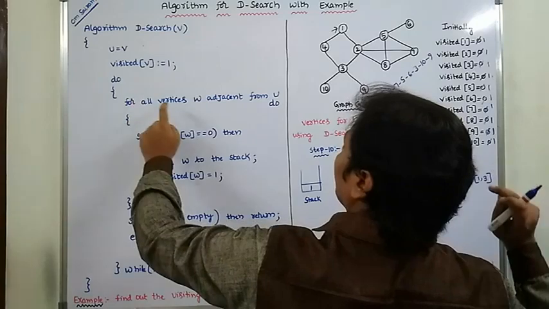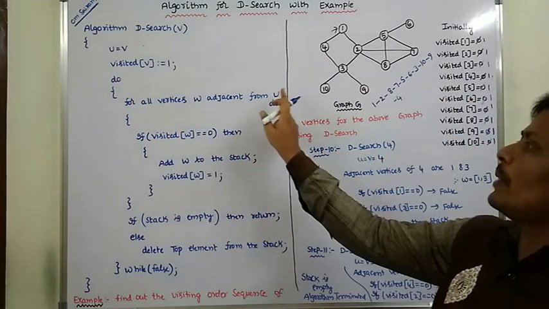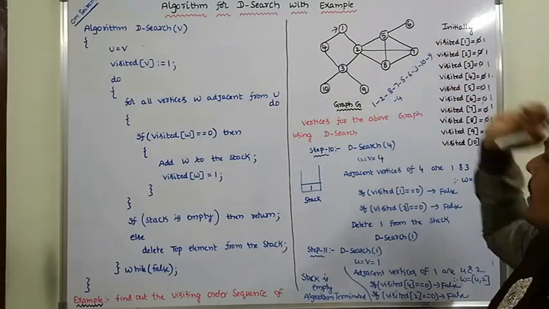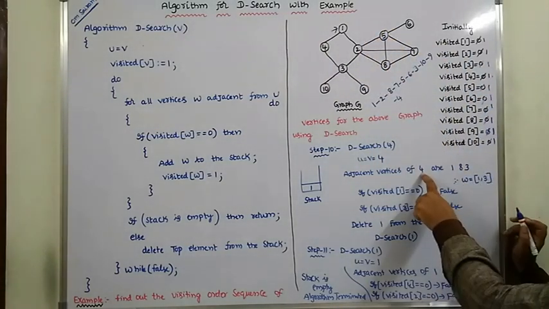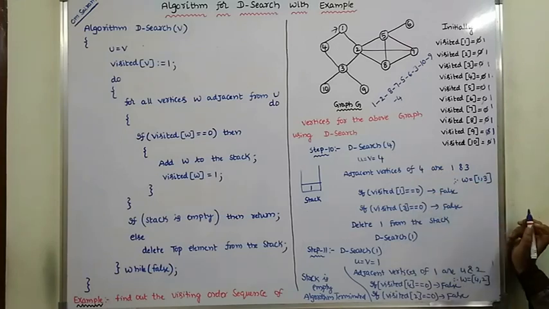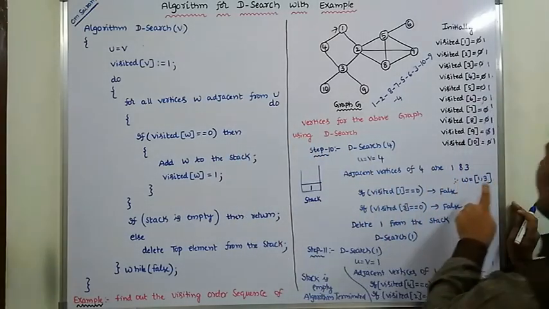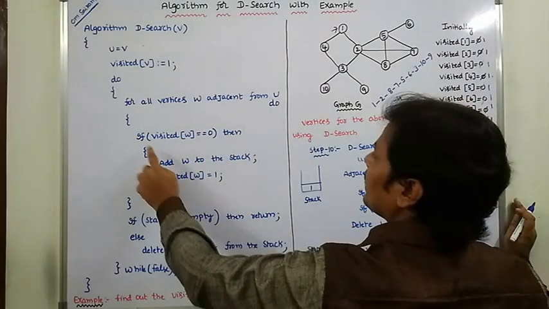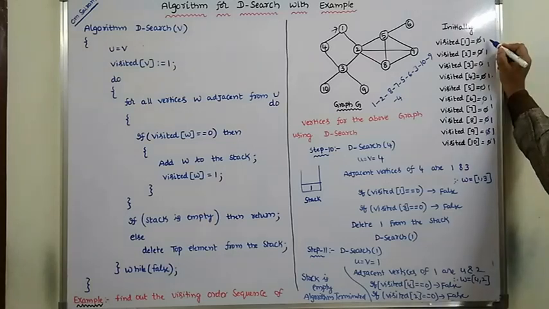Do, brace begin. Find out the adjacent vertices of 4. U is equal to 4, and the adjacent vertices of 4 are 1 and 3. So U is equal to 4, W is equal to 1 and 3. This condition is true. First W can be taken as 1. Brace begin. If visited of 1 is equal to 0, this is false.